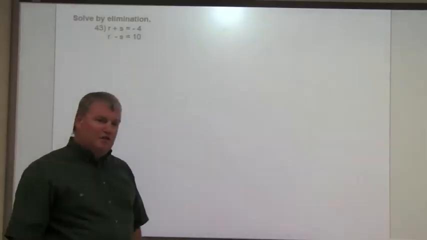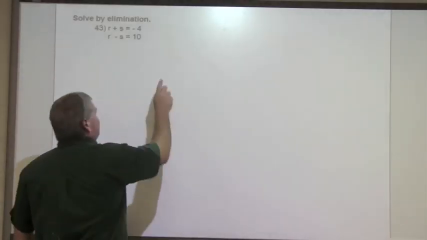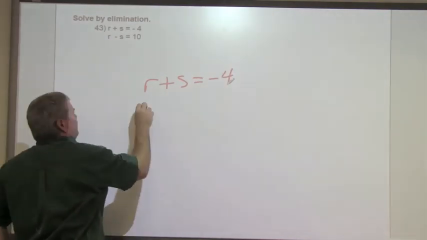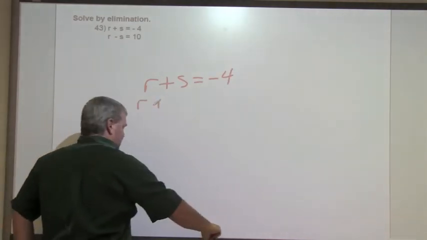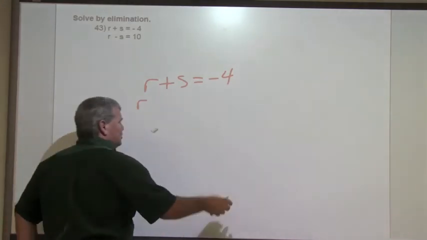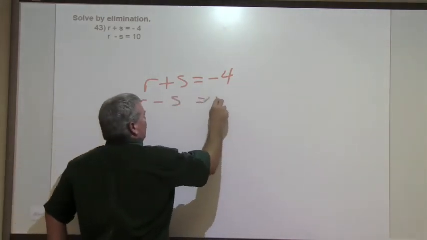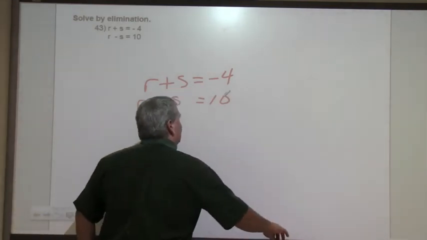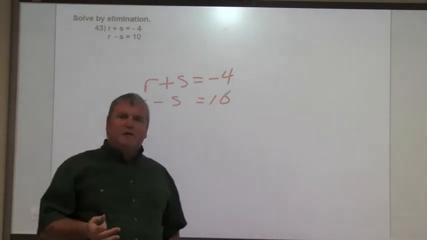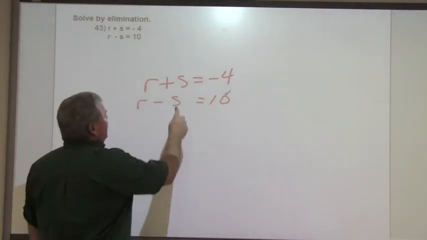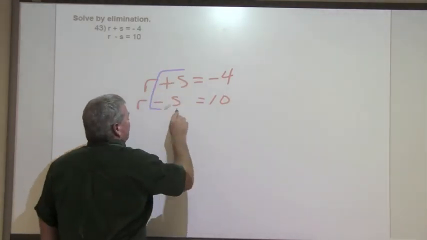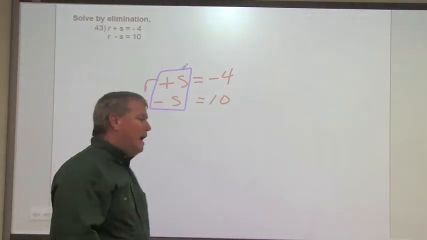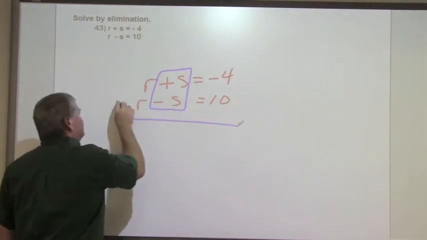This was elimination. The process of elimination basically eliminates one of the variables by adding the two equations together. Now sometimes you have to do a little extra work to get rid of the other variable, but in this case we don't. Because what we want to look at is we want one of the variables to be opposites of one another. Here I have a positive s and a negative s. So I've already got my opposites in place. So all I have to do is add the two equations together.